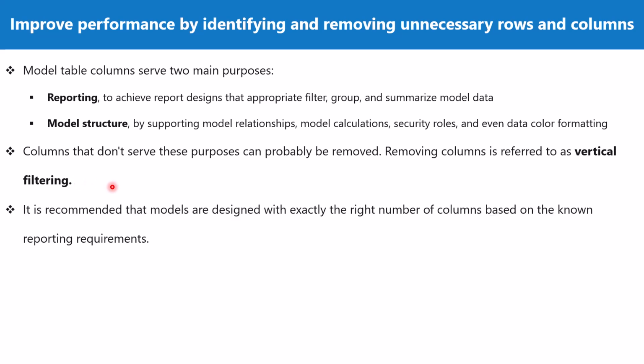Why is it called vertical filtering? Because the columns are the vertical entities in the data model. It is recommended that models are designed with exactly the right number of columns based on the known reporting requirements. It is again emphasizing the same thing: you should always keep only the columns which you feel are important from a reporting perspective.